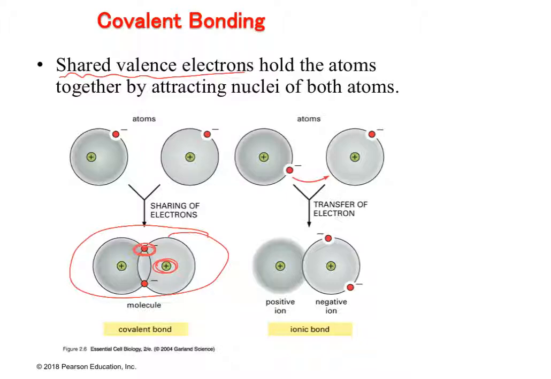And the electrostatic attraction involved in an ionic bond is stronger because it's of a fully charged anion with a fully charged cation. But all bonds, again, are electrostatic attractions.